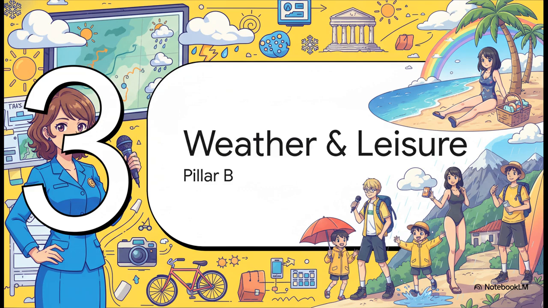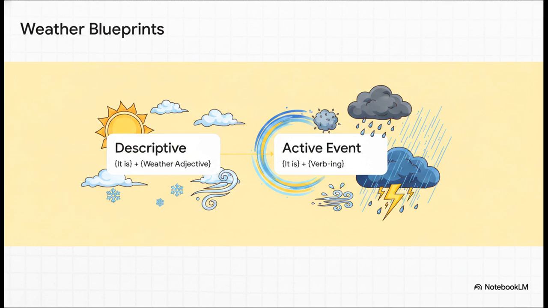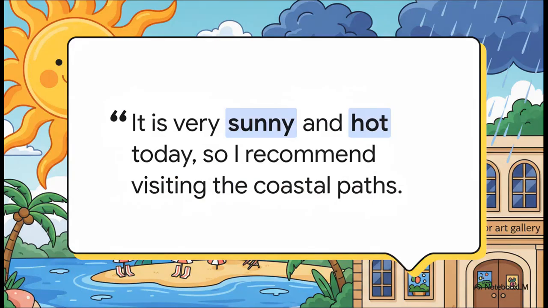Moving right along to Section 3, Weather and Leisure Strategies. This is Pillar B. As a tourism pro, you've got to remember you aren't just a meteorologist reading a weather report. You are an experience curator. To do this seamlessly, we break things down into two distinct grammatical blueprints. First, when we're describing a general state, we use the simple formula, it is, plus a weather adjective. Think, it is sunny. Second, when describing an active, ongoing event that's literally happening right outside the window, we use it is plus a continuous verb ending in ing, like it is raining. It's a really subtle shift from an adjective to an active verb, but it is absolutely crucial for crystal clear communication.